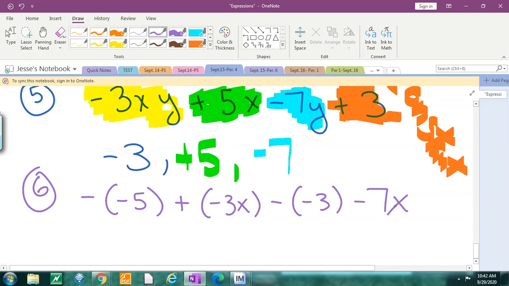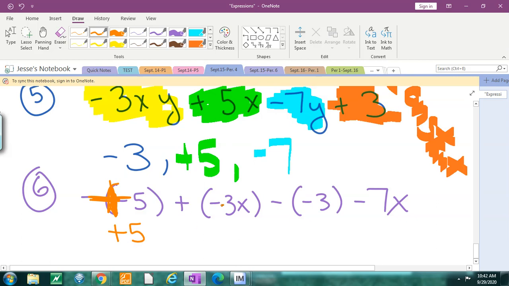Número 6. All right, here we go. So this is what we did before. Remember, a negative times a negative is a positive. So here we have a negative negative right here. See that? Negative times a negative, that's a positive when they're together, so I'm going to put plus 5.